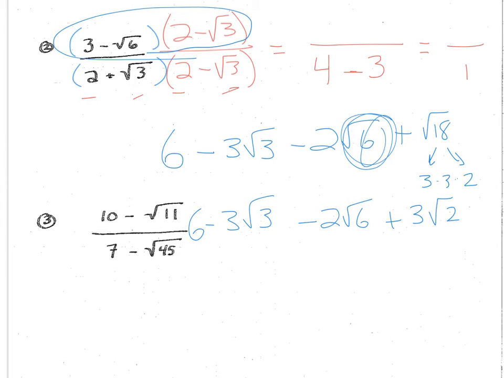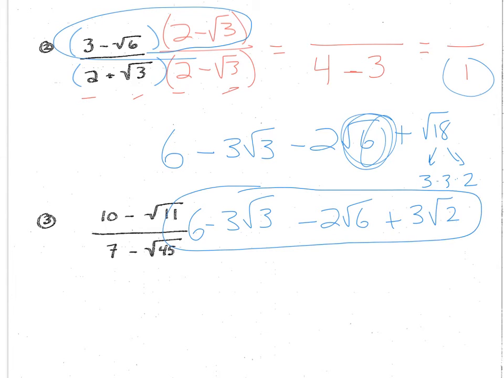So in this case, my denominator ended up being 1. My numerator had 4 different uncombinable terms. So this will be our final answer for number 2.